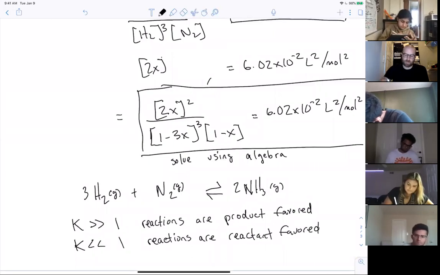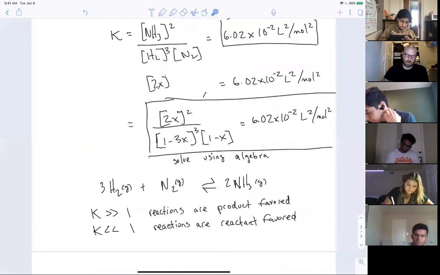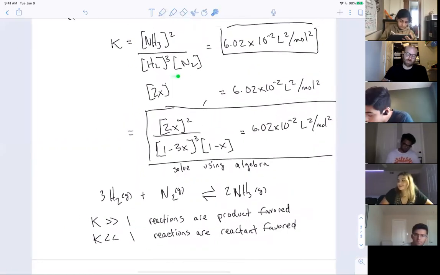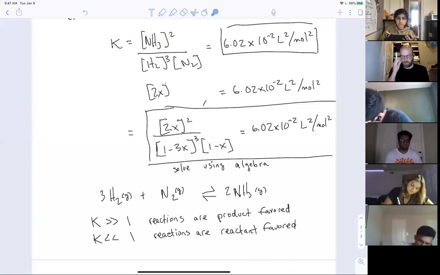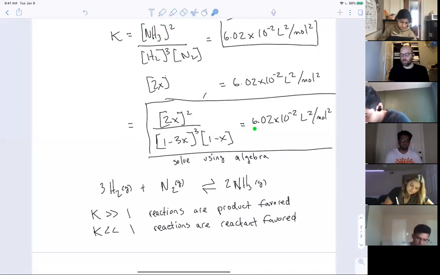And this falls out if you analyze this equation. You can see that the products are in the numerator up here. So naturally, large values of K are going to favor large numbers in the numerator. That's where this piece down here is coming from. But here we see that K is not very large. K is much less than 1. It's 6.02 times 10 to the minus 2.